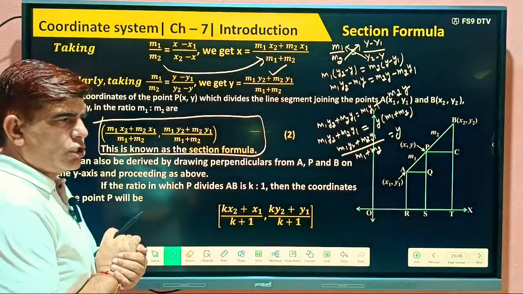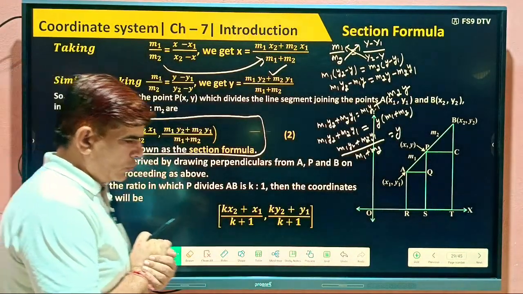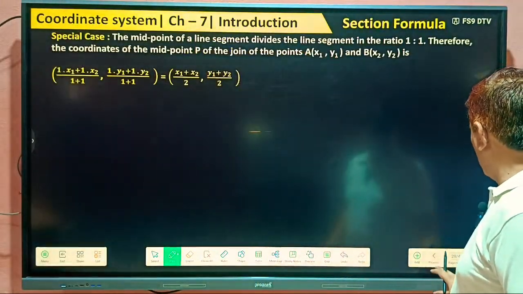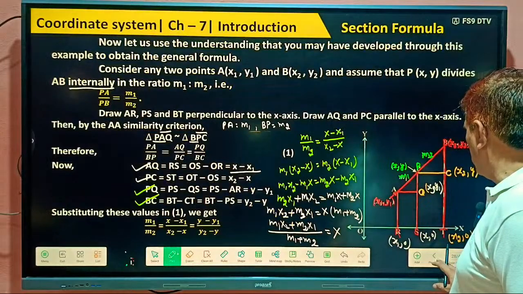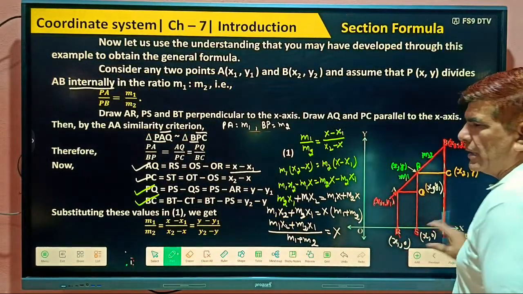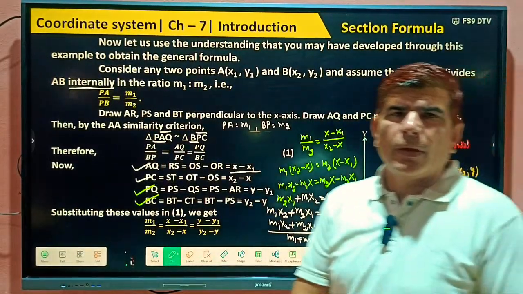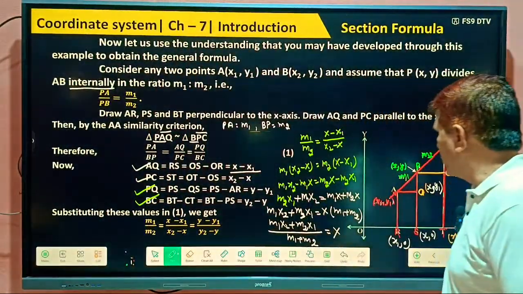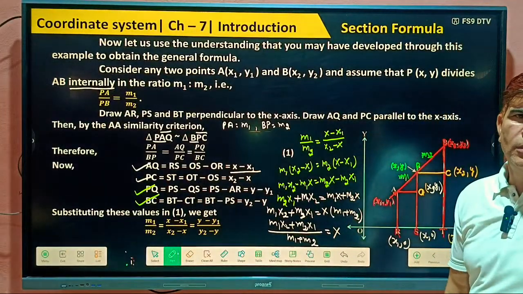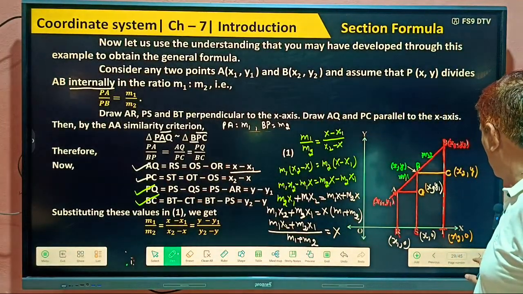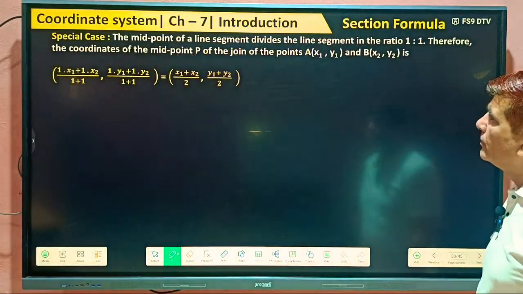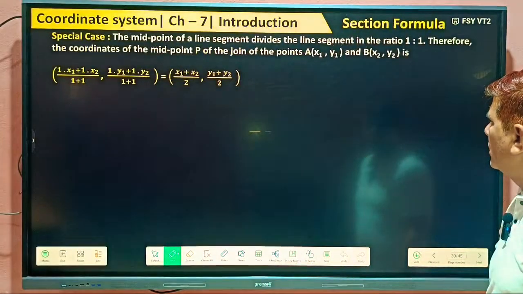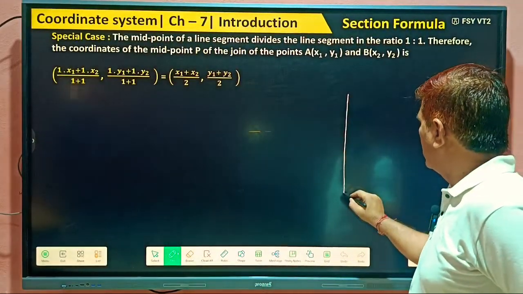Understood, I think. One more thing I want to tell you. I derived this using the x-axis. You can also find this section formula by using the y-axis. I will give you some hint. How can we do it in this way? So here, then I can erase. This is like this.